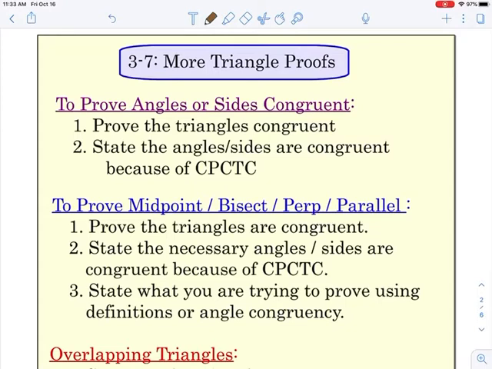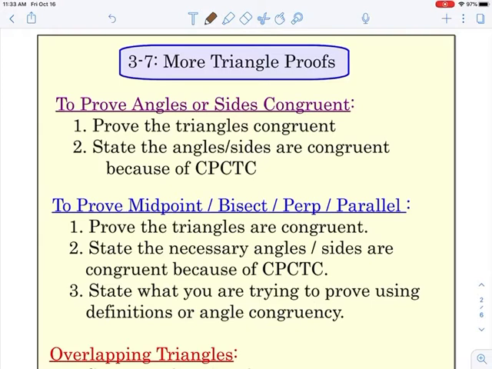In all honesty, this is the last section in chapter 3. So we're going to wrap everything up about triangle proofs today. Then we'll take the test on it, and when we move on to chapter 4, we're going to take a break from proofs for a little while. So 3.7 is more about triangle proofs.